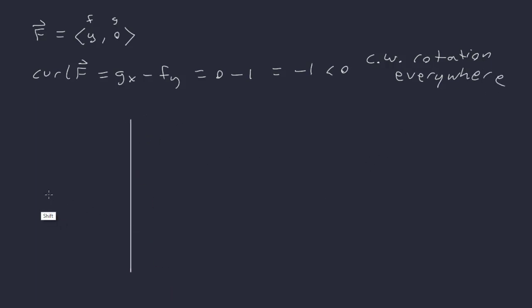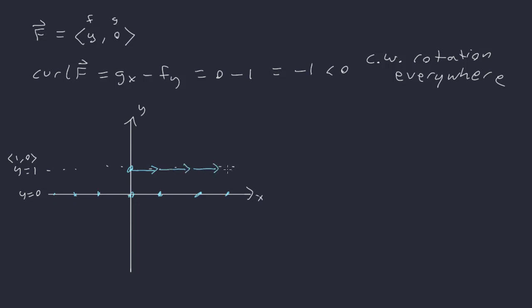But what does this vector field look like? Let's say we're on the xy plane here, and we always have the vector y, 0. So when y is equal to 0, we'll get the vector 0, 0. That's not very interesting. Let's instead look at the line y equals 1. Along the line y equals 1, we'll have the vector 1, 0. Well, 1, 0 is this vector. It points 1 in the x direction and doesn't move up or down in the y. So all of our vectors are doing this.